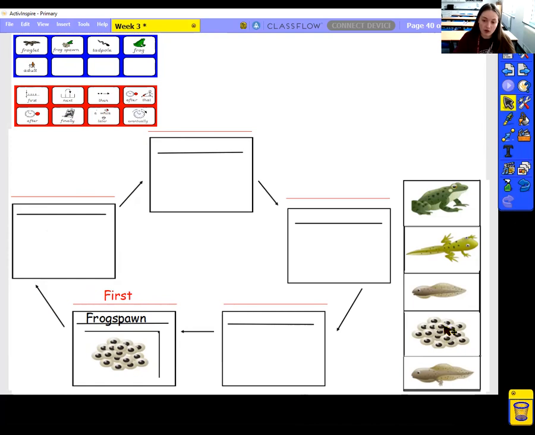You don't have to cut and stick the pictures on if you don't want to. You could draw your own pictures. But everybody needs to have a time adverbial and the name of that stage of life for the frog. When we get to a tadpole with legs, you can say that this is a tadpole with legs. It's still a tadpole, it's not a froglet yet, but it's a tadpole with legs.